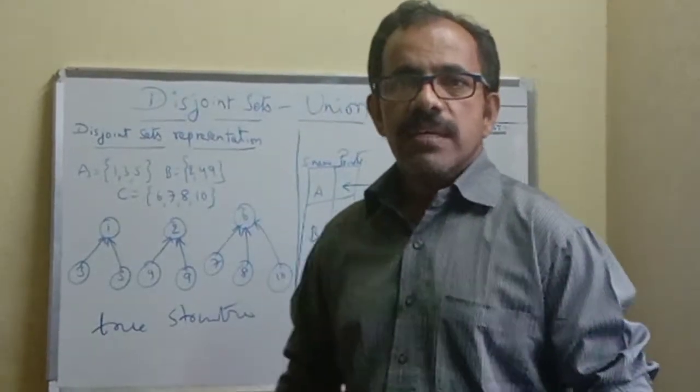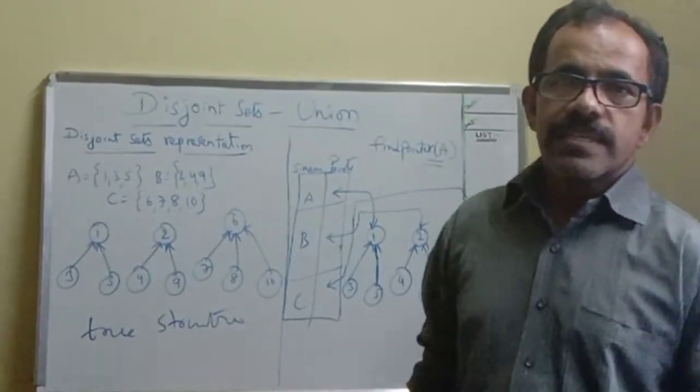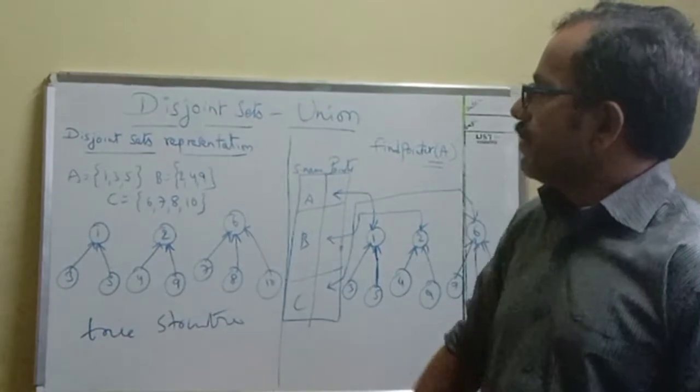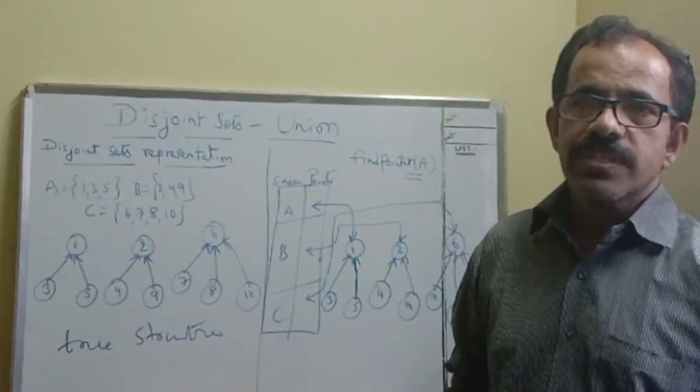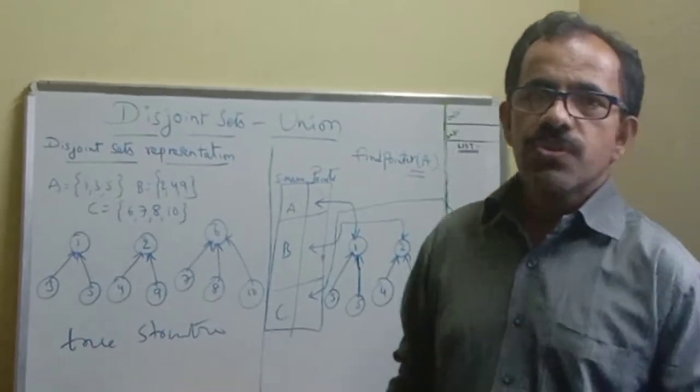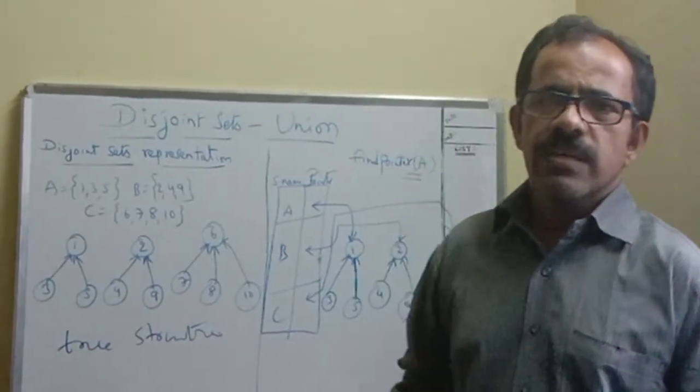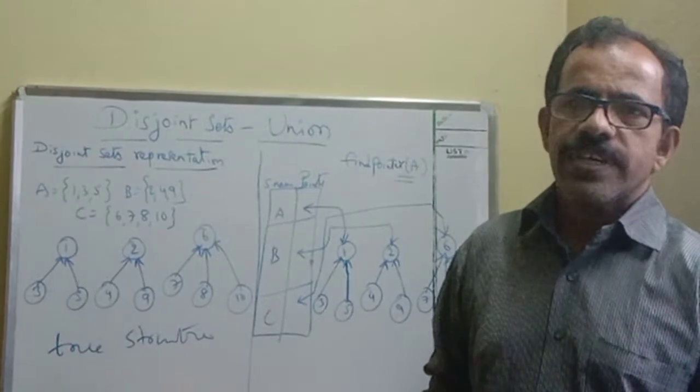In the previous video I explained the basic operations on sets and disjoint sets. In this video I am going to explain a very important disjoint set operation, that is union. Of course, find is also a very important operation that I will explain in the next video.